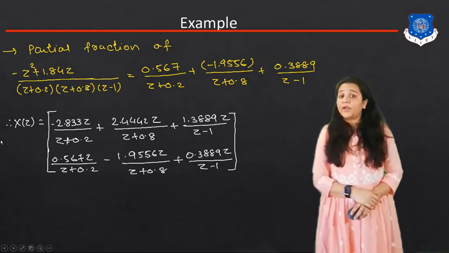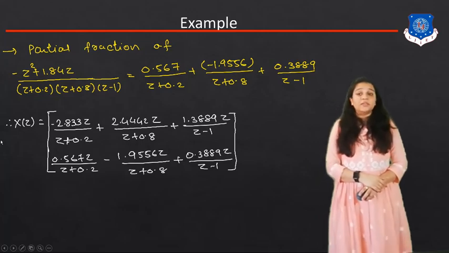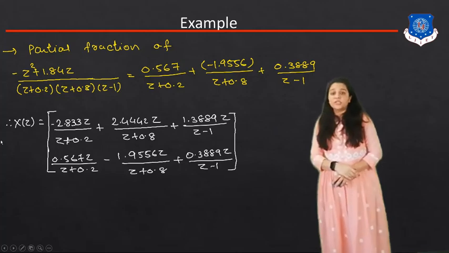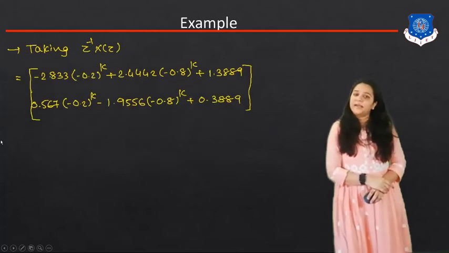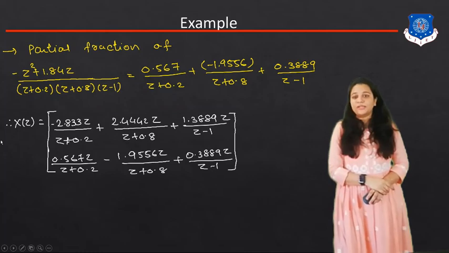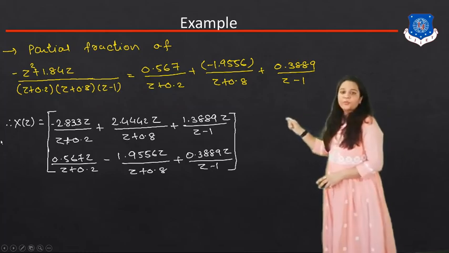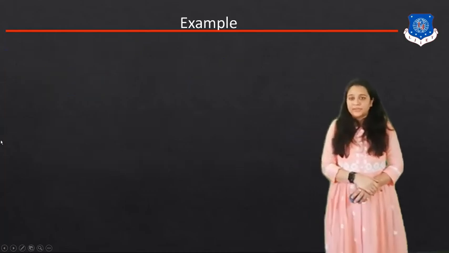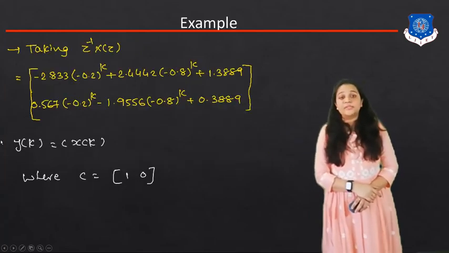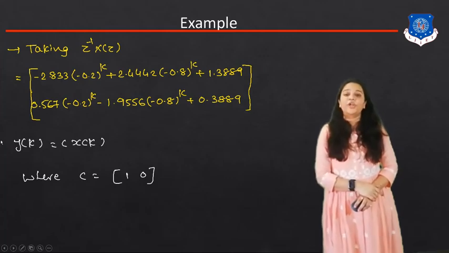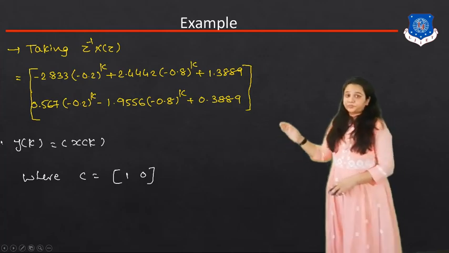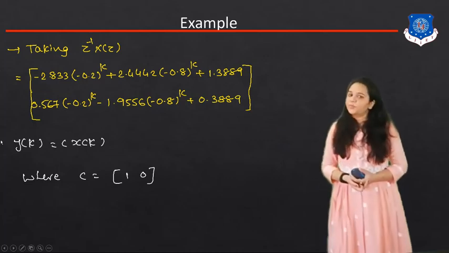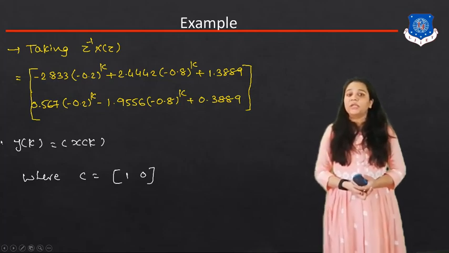Now what is our target? We have to find the value of x of k, and x of k is nothing but the z inverse of X of z. So we can take the z inverse of this term. So taking z inverse of X of z, here you can see that the term minus 2.833 is constant. Z upon z plus 0.2, the z inverse of z upon z plus 0.2 is equal to minus 0.2 raised to k, plus 2.442 in this bracket minus 0.8 raised to k, plus 1.3889.